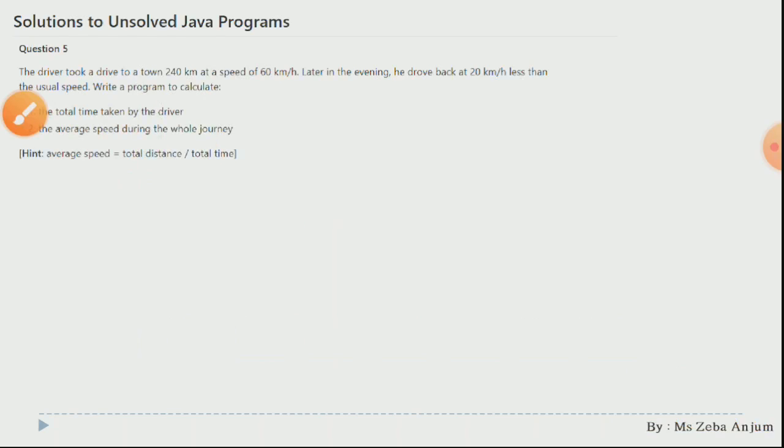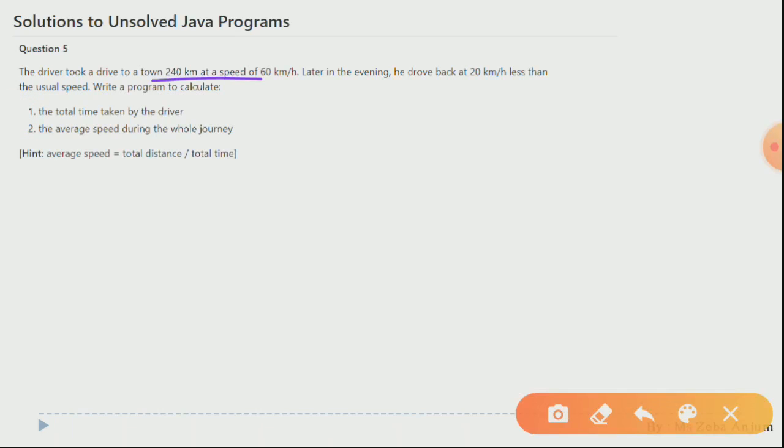Moving forward to question number 5. See over here, the driver took a drive to a town 240 km at a speed of 60 km per hour. Okay, later in the evening he drove back at 20 km per hour less than the usual speed. Now write a program to calculate total time taken by the driver.